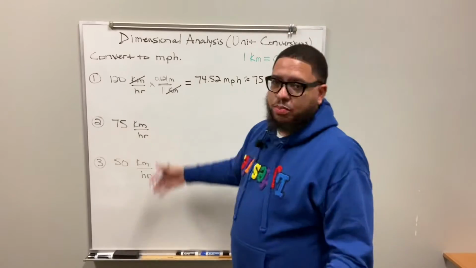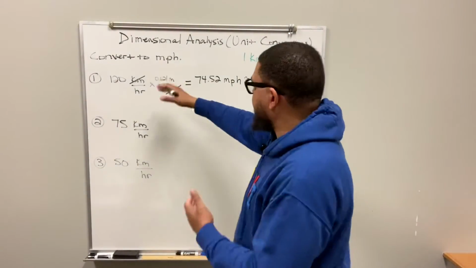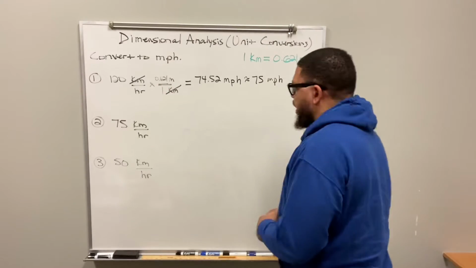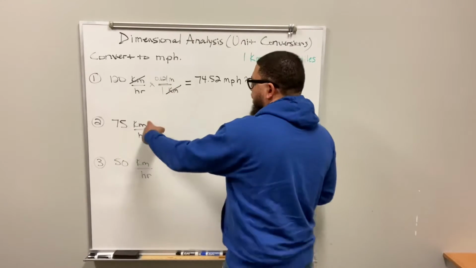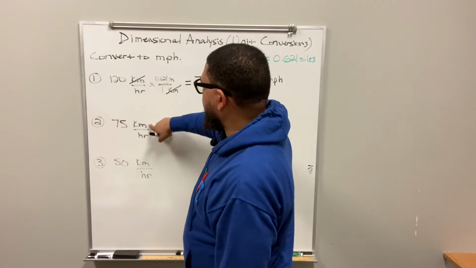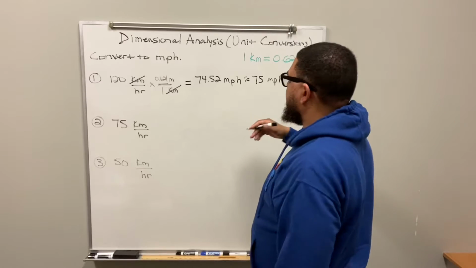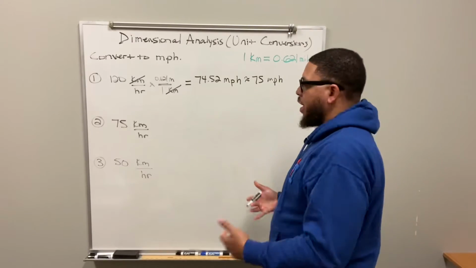I just put these other 2 problems up here for practice, right? So we can get more practice with doing the exact same thing we did up here. All right. So I want to convert kilometers per hour to miles per hour. So what I want to do is I want to get rid of the kilometers and I want to bring in the miles. So I need an equivalence fraction, right?